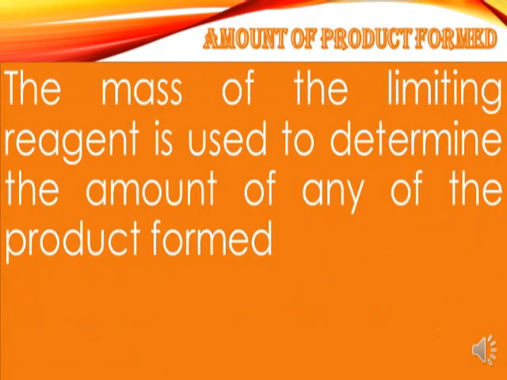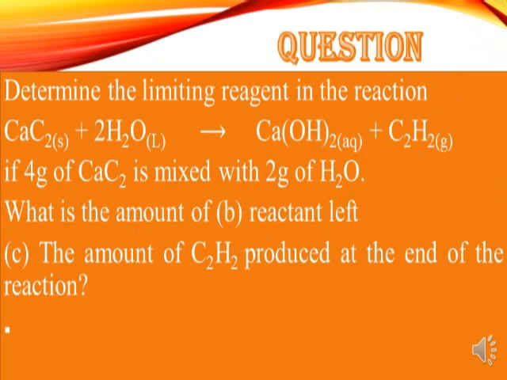Let's look at the amount of product formed. The mass of the limiting reagent is used to determine the amount of any of the product formed. So if you are asked to calculate any amount of the product formed, you are expected to use the mass of the limiting reagent for such calculation. So let's consider a question like this.